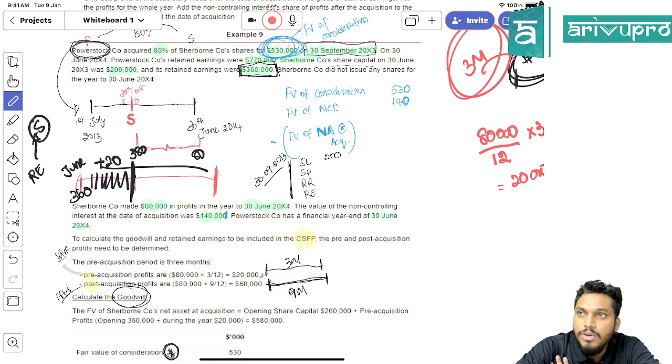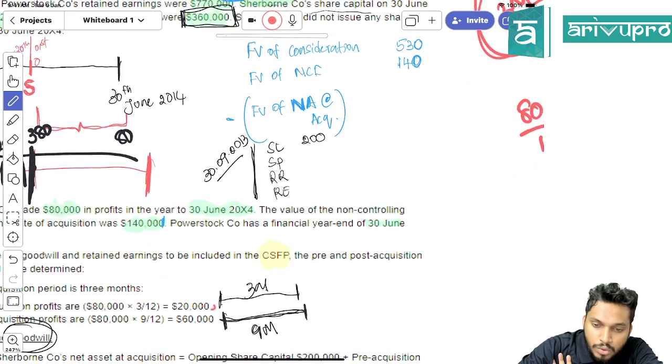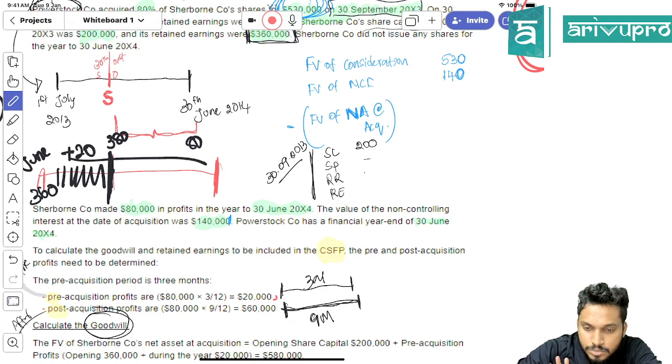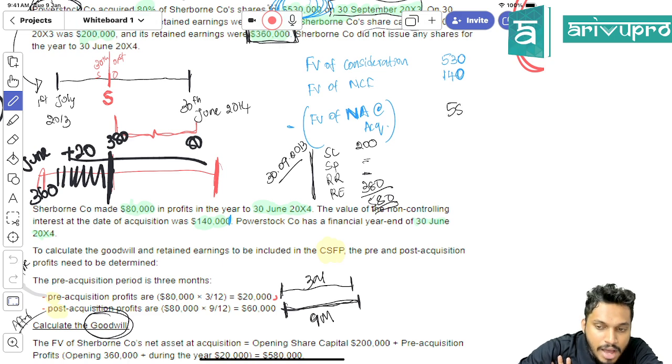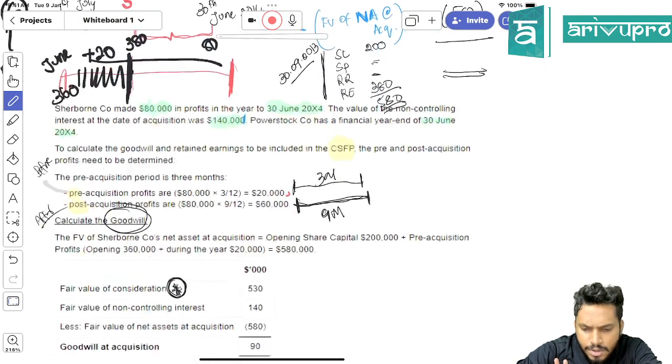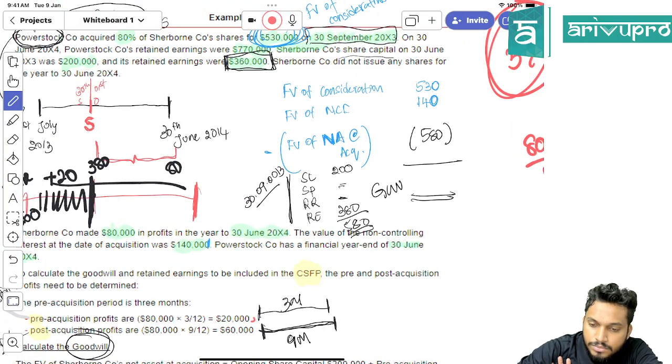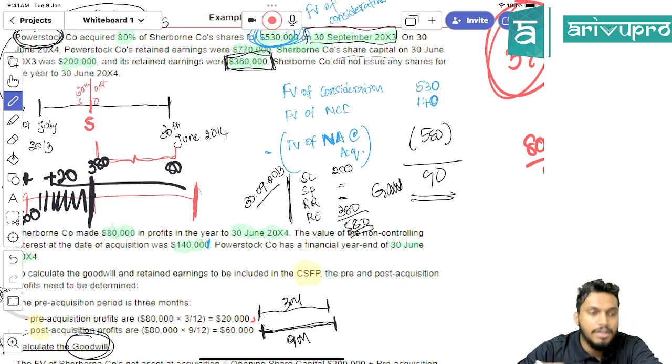Their profit is going to be how much? 380,000. Right. So now, do they have any revaluation reserves? No, right? Any share premium? No. So this is going to be 380. So in total it is going to be 580. So fair value of net asset at acquisition is going to be 580. You need to deduct it so that you will get profit of how much? 90. Not profit, actually, it's a goodwill. So your goodwill is how much? $90. Okay.